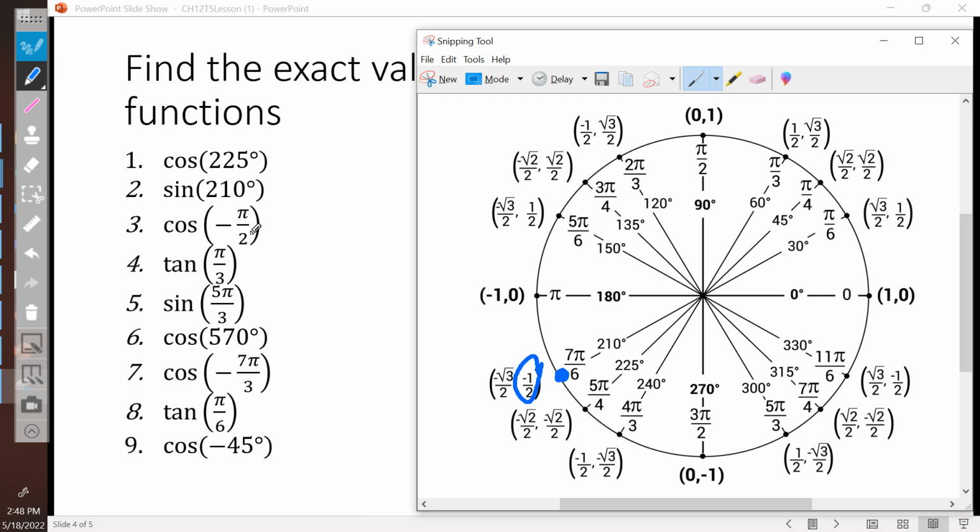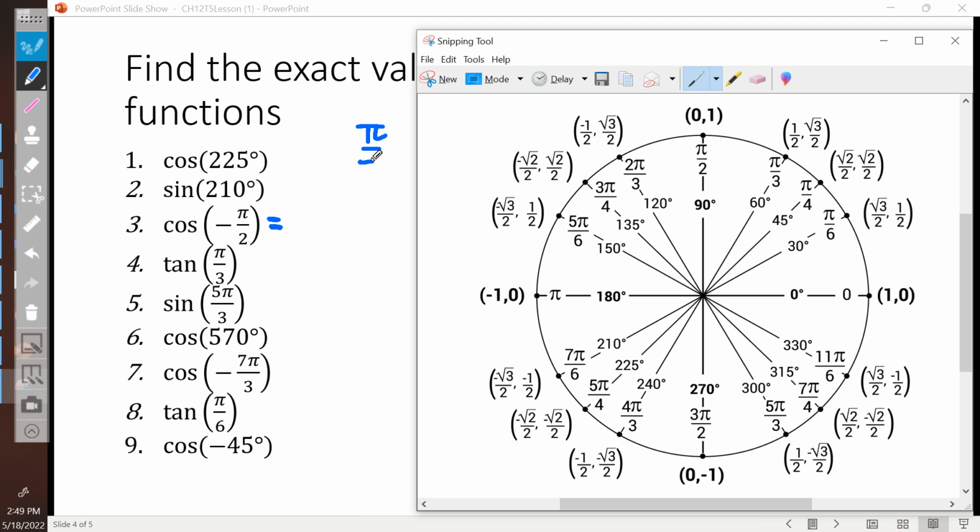Now sometimes the angle can be a little bit tricky to find. Maybe the angle is negative, maybe the angle is in radians and not degrees, or maybe both, like in number 3, cosine of negative pi over 2. Not only is this negative, it's in radians. So first we need to figure out pi over 2. What is pi over 2 in degrees?